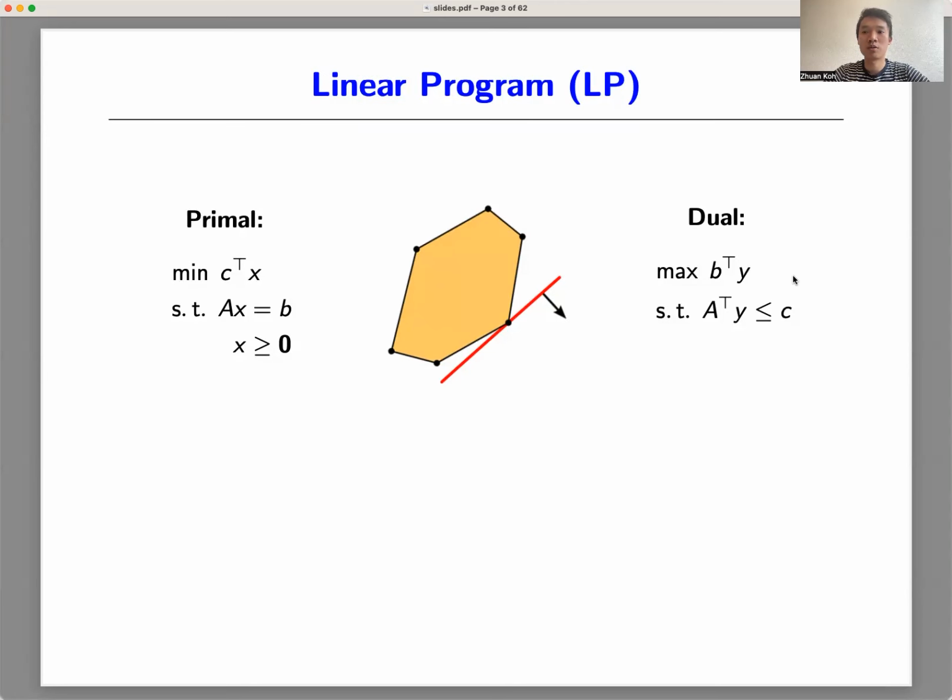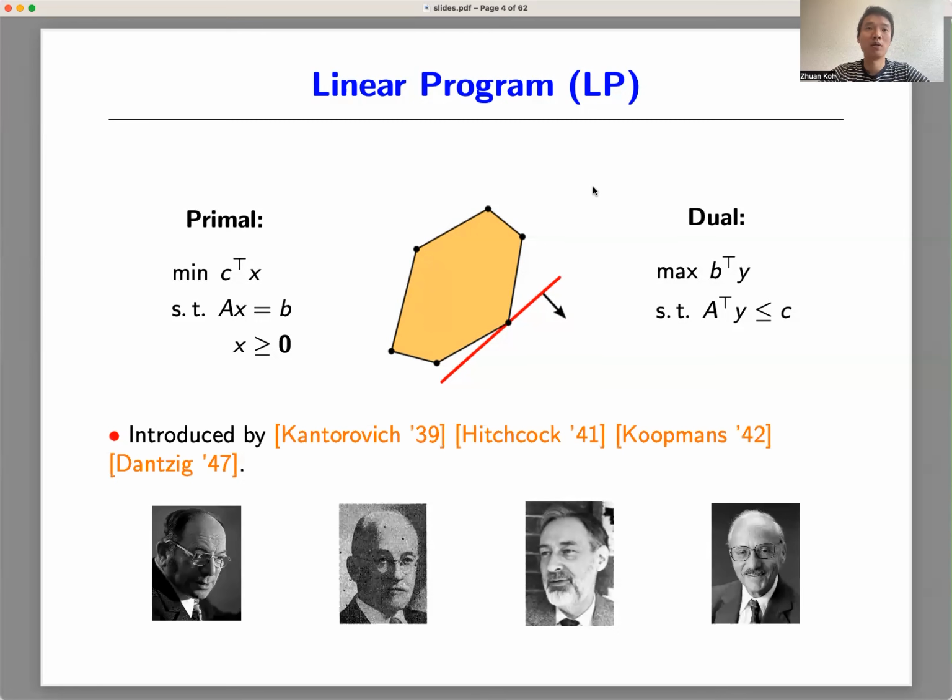A linear program is the problem of optimizing a linear function subject to linear inequalities. This is the dual LP on this slide. The primal view of a linear program is to minimize a linear function subject to being in an affine space intersected with the non-negative orthant. Linear programs were introduced by Kantorovich, Hitchcock, Koopmans, and Dantzig back in the 40s to model economic production and military operation problems.